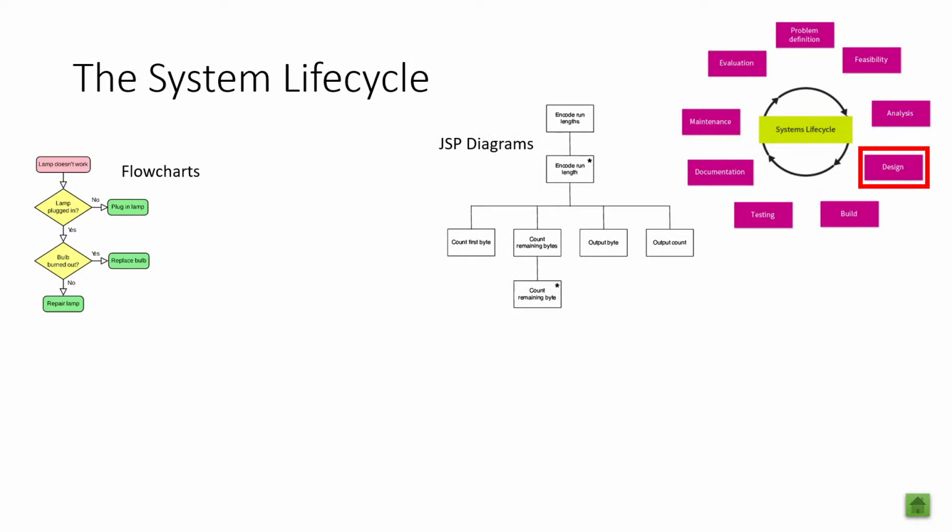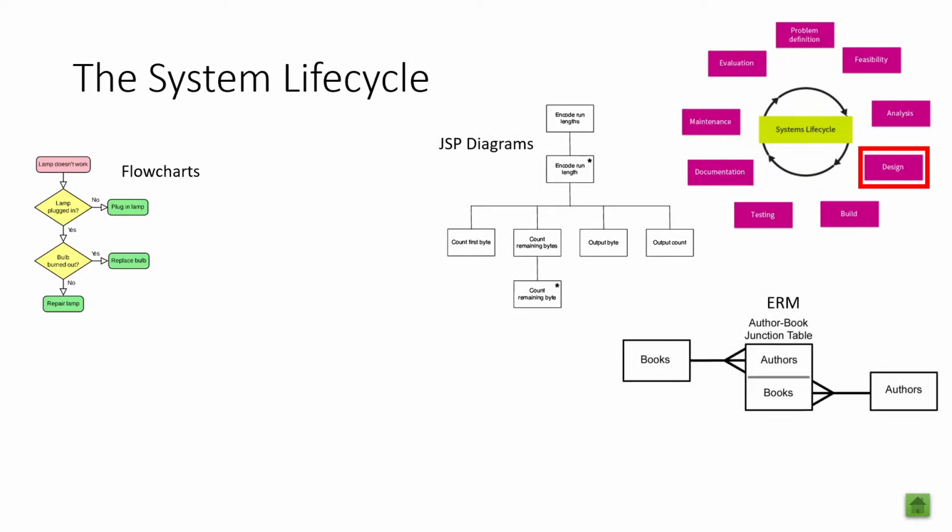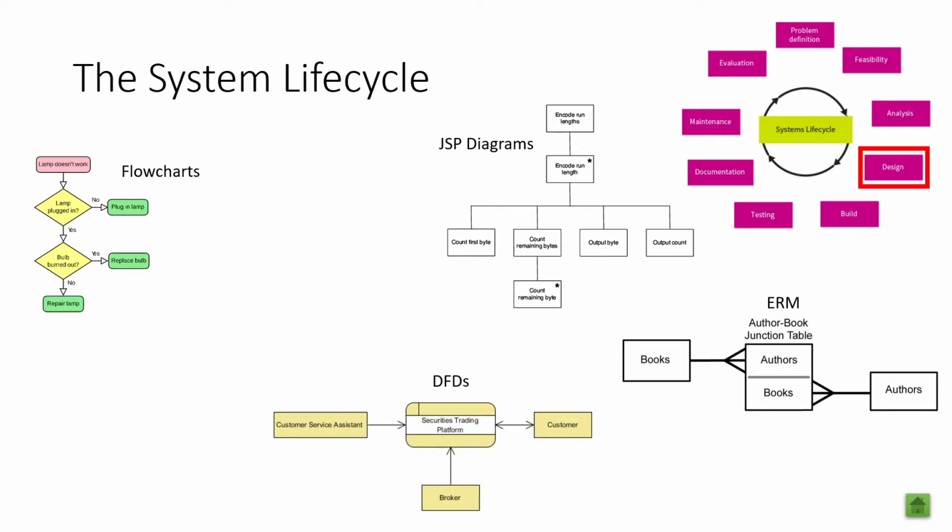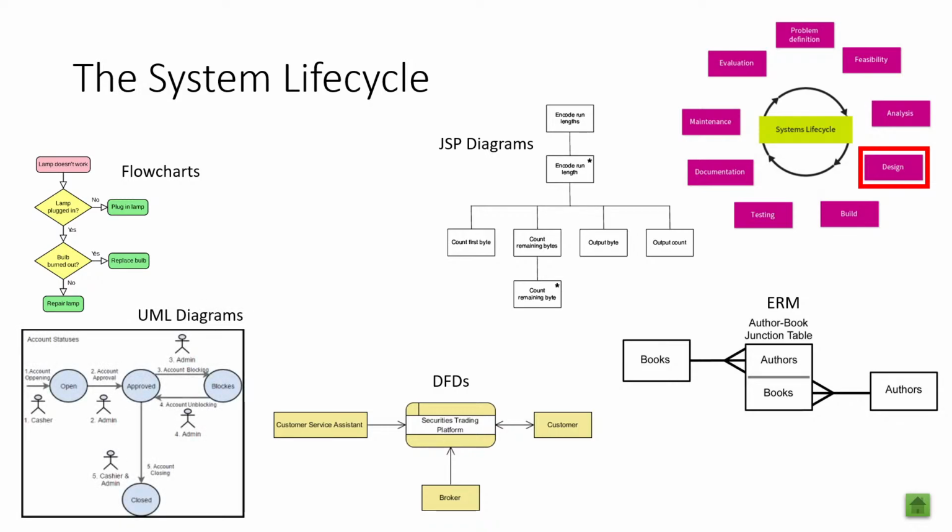You design everything that you need to, like your JSP diagrams that you've built. Some people have done flowcharts or pseudocode. Some people have designed entity relationship models for their databases. Data flow diagrams to show processes. And UML diagrams, nobody's done those, but they show the overview of the system, external and internal.